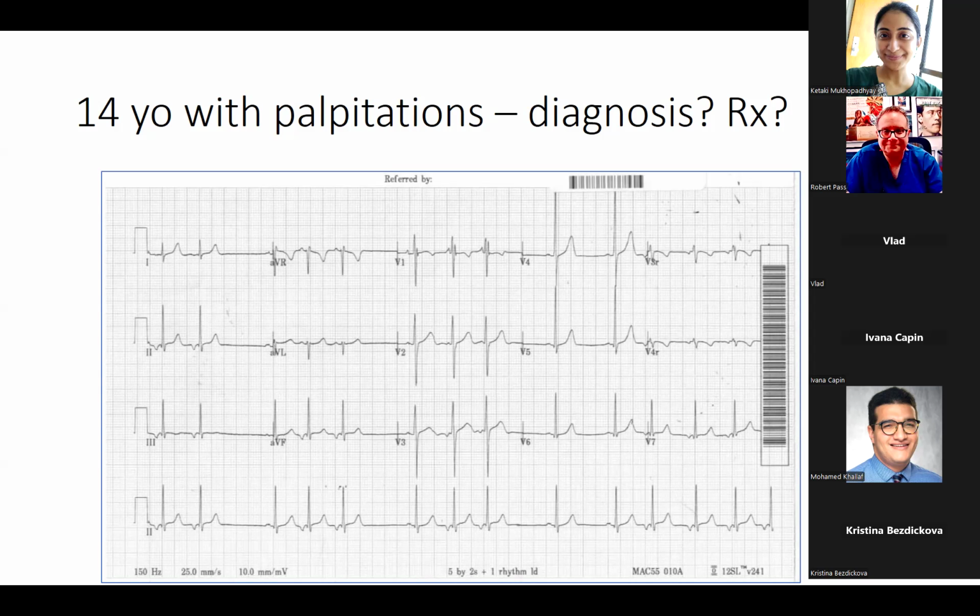So what would be the options, Christina? So you've done the Zio. You see that actually 40% of the beats are EAT beats. So how would you advise this? What are your options for treatment of this?